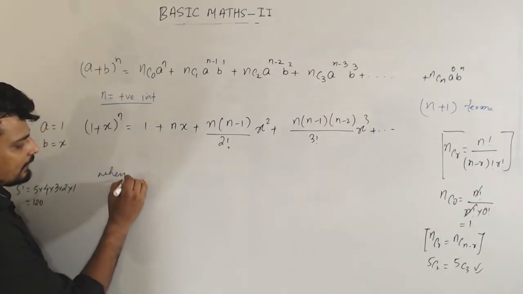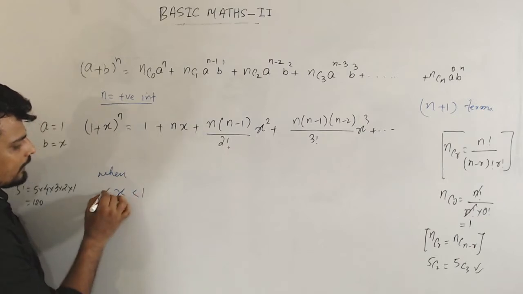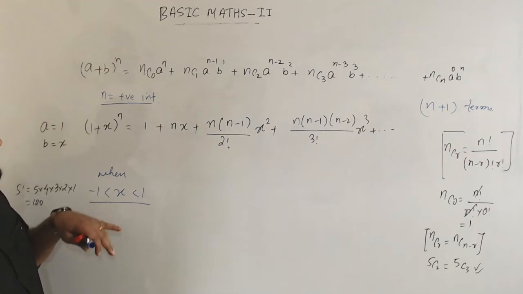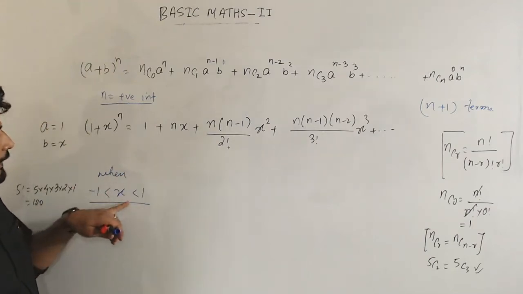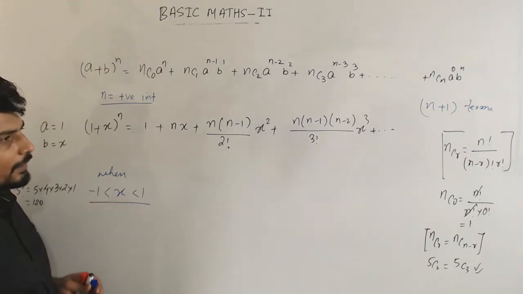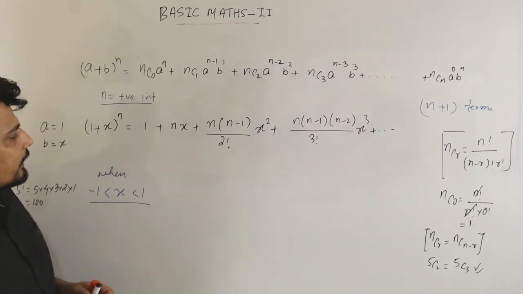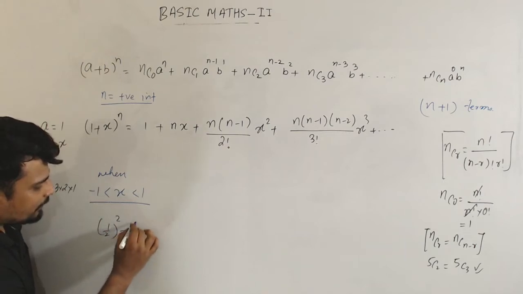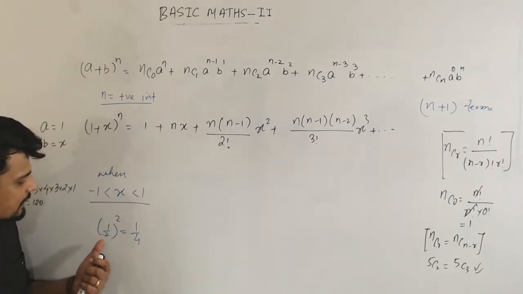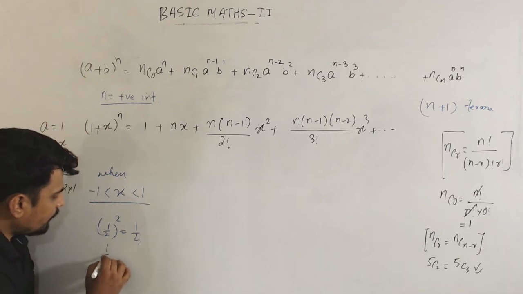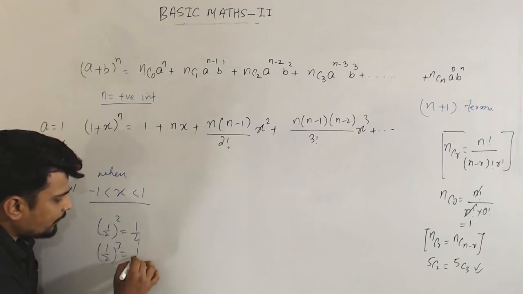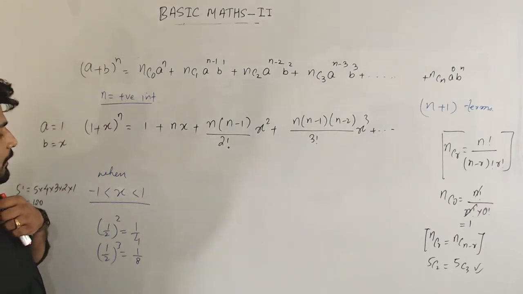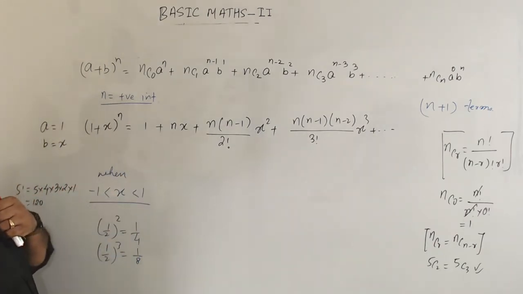So when x lies between 1 and minus 1, that means it is a small value. You know that if you increase the power of a smaller value lying between -1 and 1, the value is going to decrease. For example, if you have 1 upon 2 and raise the power, it's going to be 1 upon 4, which is further smaller than 1 by 2. 1 upon 2 to the power of 3 is 1 upon 8, which is further smaller than 1 upon 4. So when you increase the power of a number between -1 and 1, the value decreases.